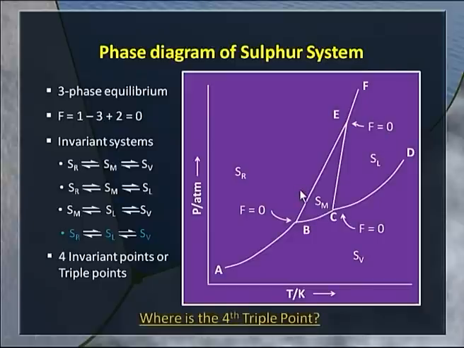But where is the 4th triple point? Nowhere to be seen in the diagram. The phase rule has never been violated. If it says there are 4 triple points, they have to be. It is for us to find out where they are. So the question remains, where is the 4th triple point?